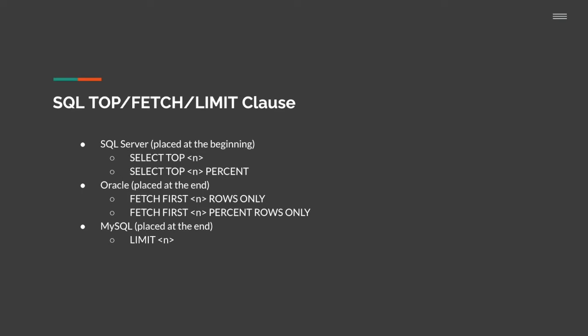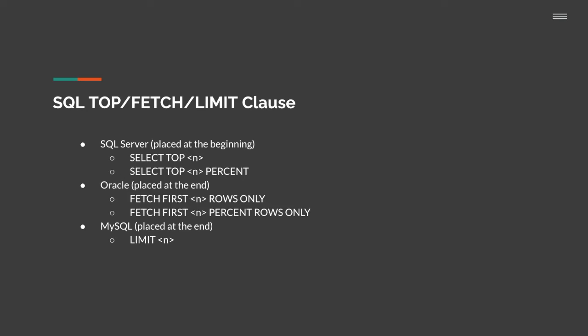Now, the top and the fetch clause have an additional functionality that allows you to get back the records based off of the percentage, whereas the limit is only able to return the records based off of the number of records indicated. So for the top, fetch, and limit, you're able to get back the specific number of records. However, only for the top and the fetch clause you're able to use the percentage.